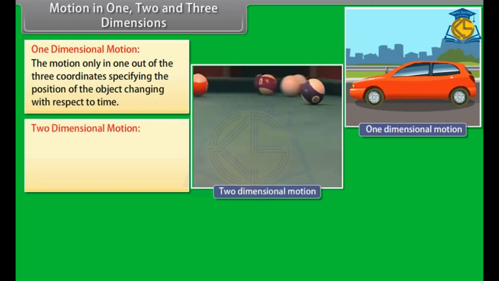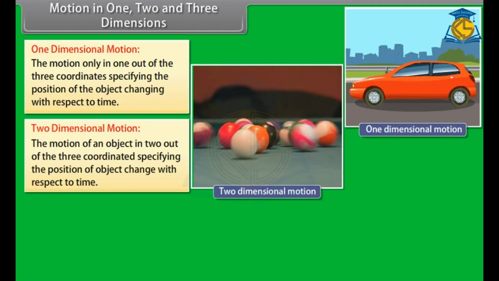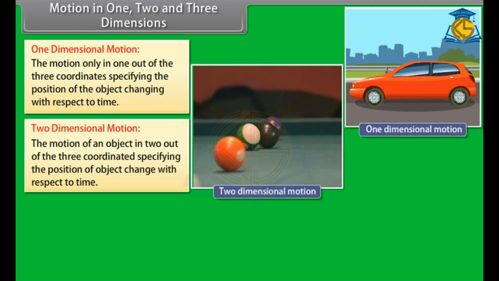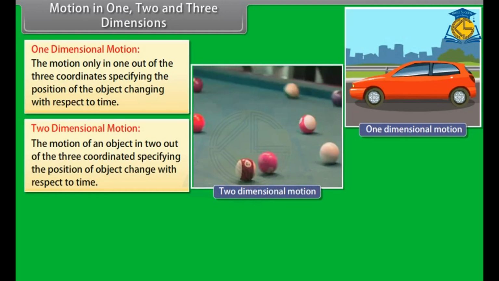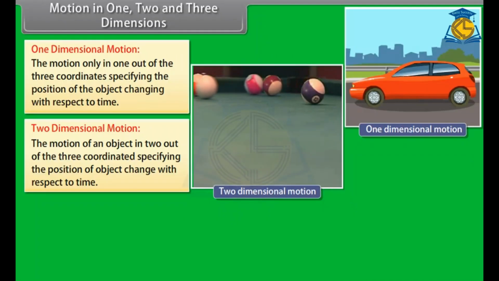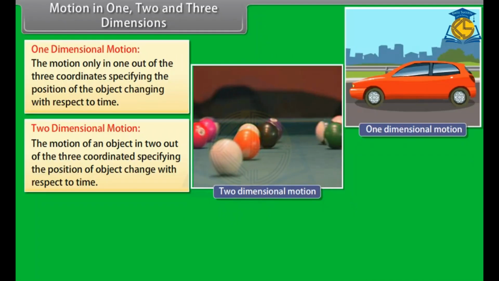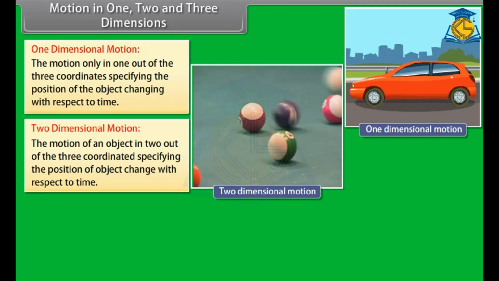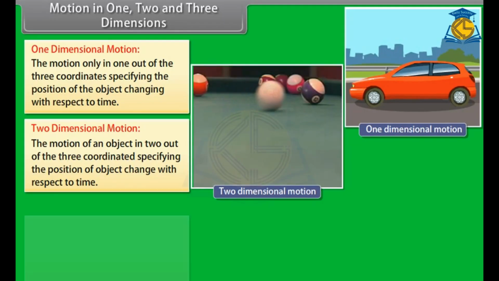Two-dimensional motion. The motion of an object in two out of three coordinates specifying the position of the object changing with respect to time. Example: a billiard ball moving over a billiard table.